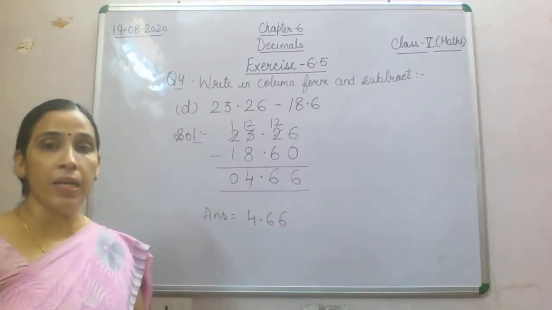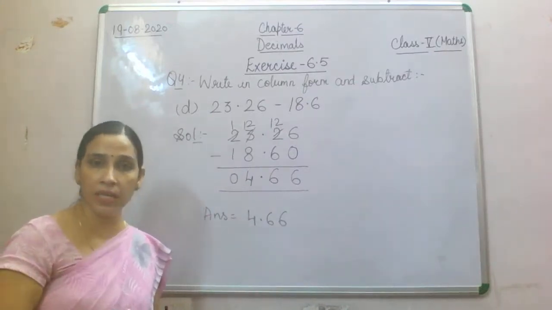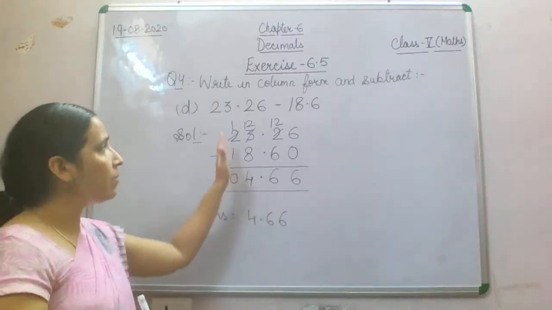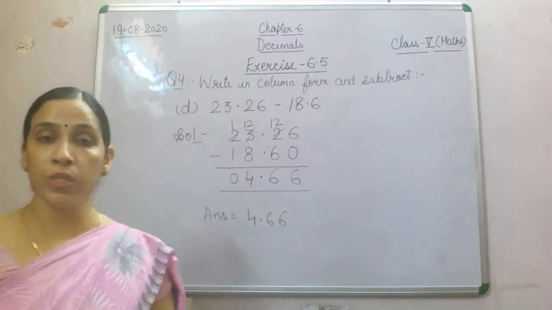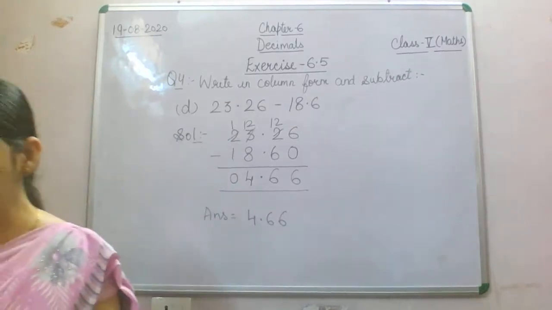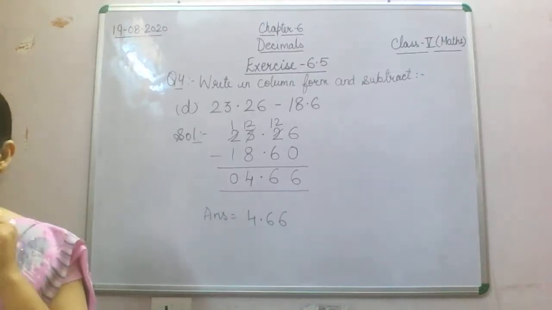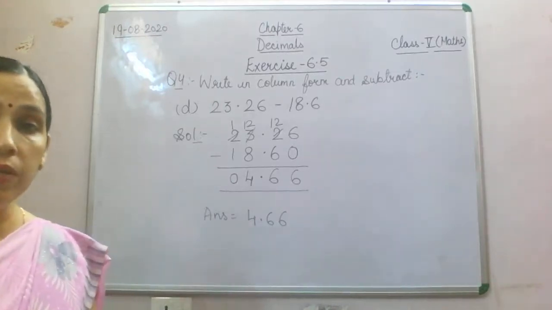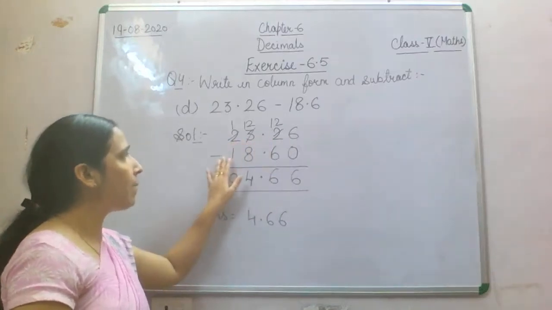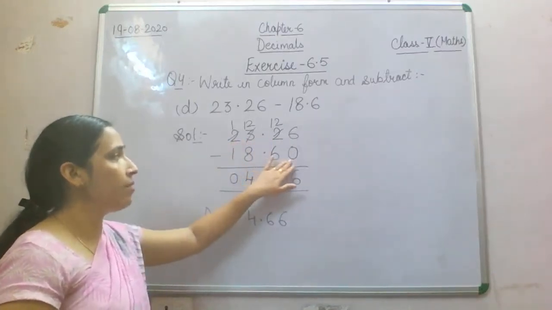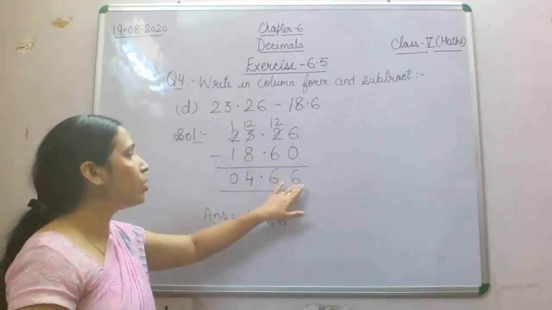4.66. Fine. I think the concept of subtraction of decimals will be clear to you all. If the numbers are given in unlike decimals, unlike decimals are those which have different decimal places. So we'll change them into like decimal places by adding 0 and then we will do the subtraction. Now here 23.26 minus 18.6. Here we do not have any number, so we have written 0 over here. Now we'll do the subtraction.